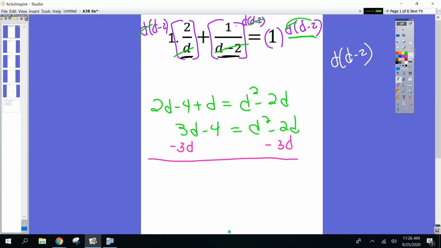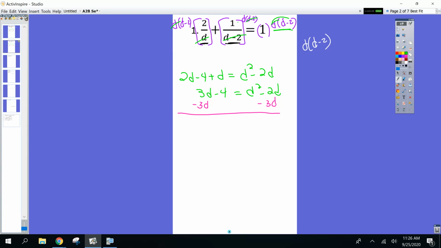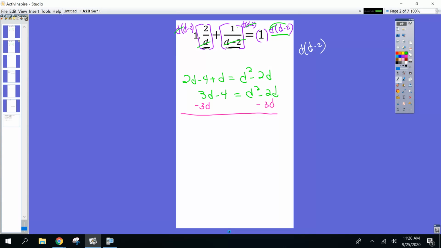So I end up with, sorry, guys, I don't know where my page went. All right, whatever. Okay, so negative 4 equals d squared minus 5d. Dan, one more time, how do you move the 4 over? Then you just add the 4. Yep, add the 4, add the 4. Now we're ready to factor. One side is equal to 0.